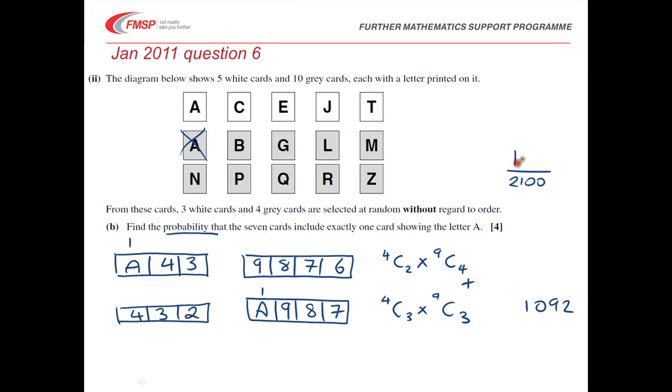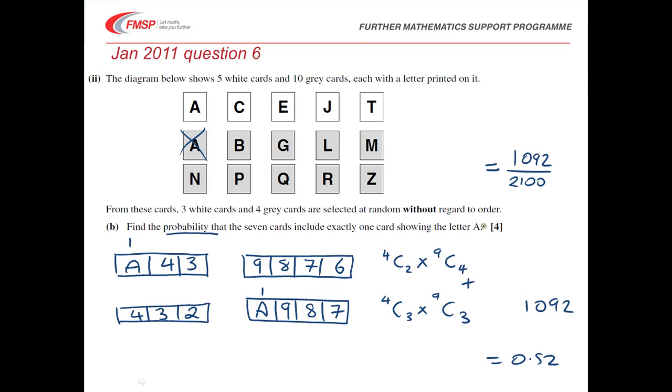So to work out the probability, it's going to be 1092 divided by 2,100. So that's going to give me as a full answer 0.52. So again, drawing something enables you to see what we are required to do due to fixing. Okay, so that's quite nice.